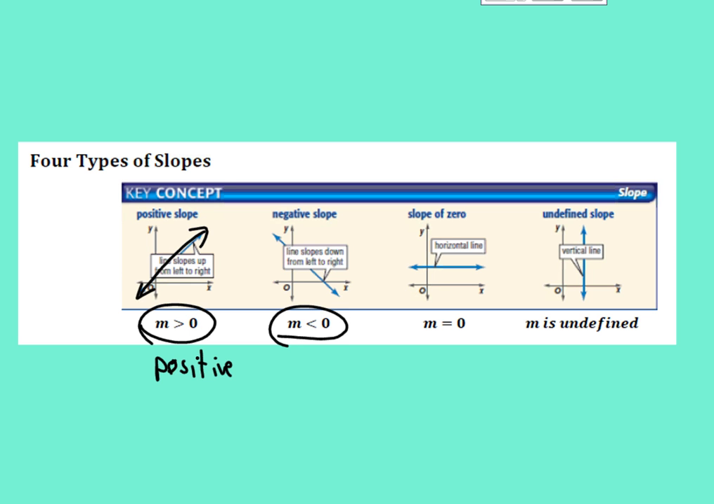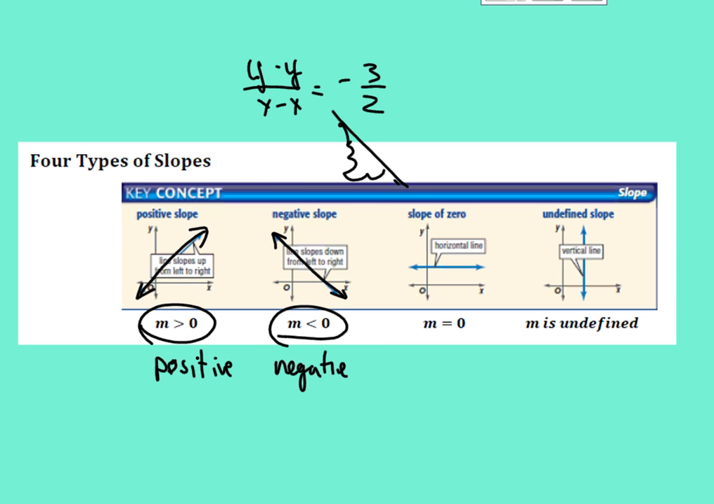If it's negative, you do y minus y over x minus x, and you get something like negative 3 over 2. Well, something like that indicates that it is going to slope down. Negative 3 over 2 indicates that you're going to go down 3 units and over 2 units, and it's going to go down. That's going to be what negative slope indicates.